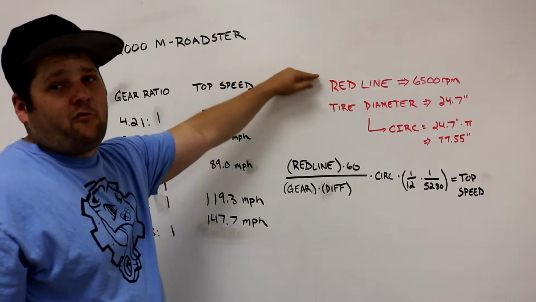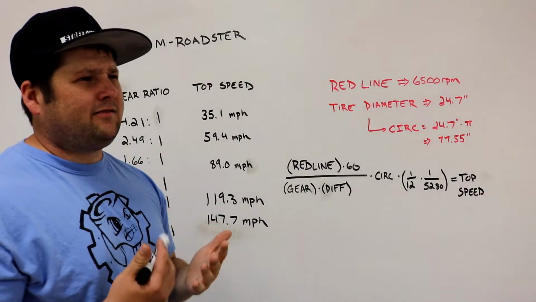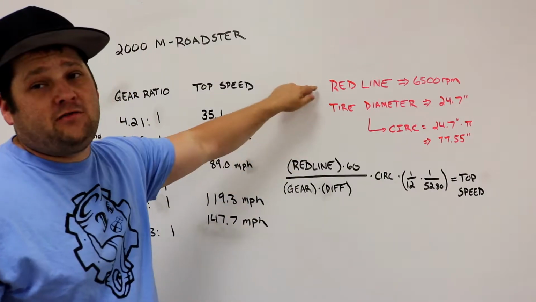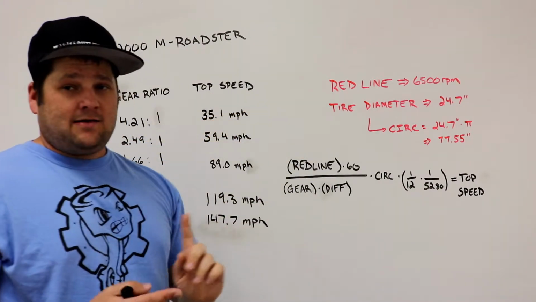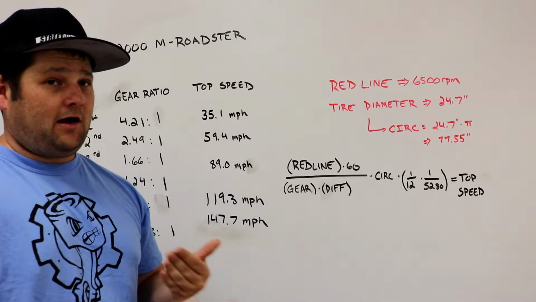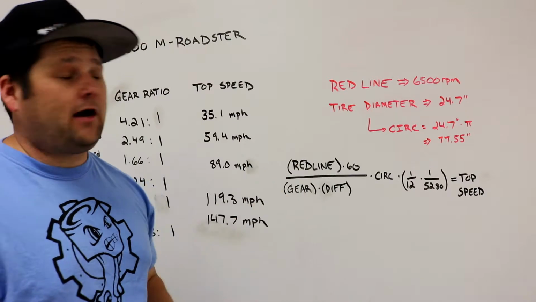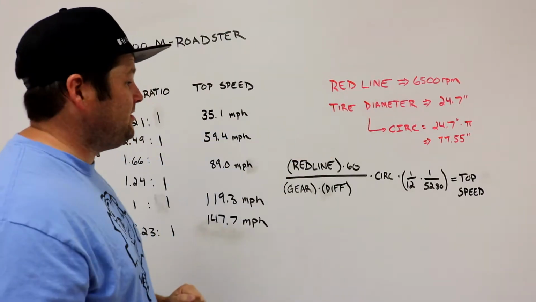Right here, like I had mentioned before, I shift at 6,500 RPM. Well, I don't redline at that. I think it's 6,800, but that's what I shift at typically. The tire diameter, you can either calculate this on Google, just type in your tire specs and it'll spit out that information, or you could just pull a tape measure on it. But the diameter of my tire is 24.7 inches.